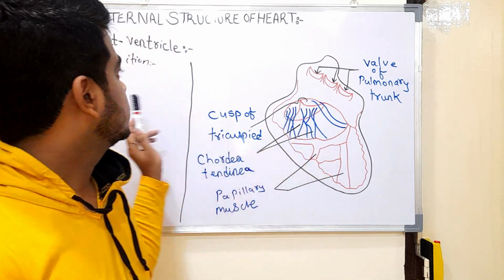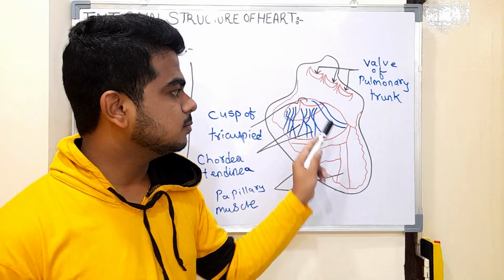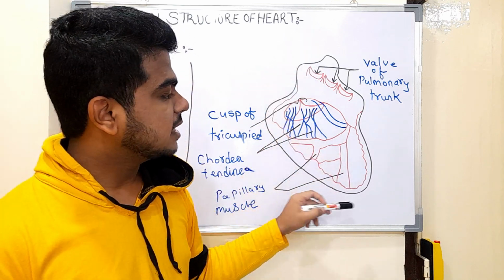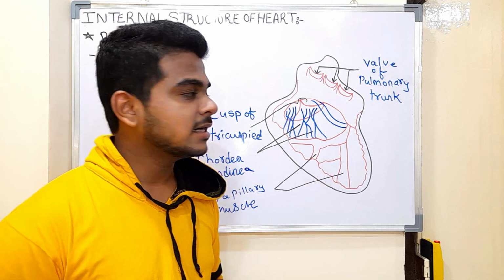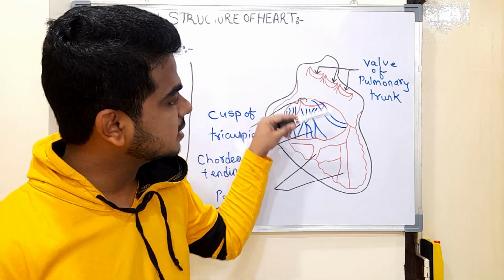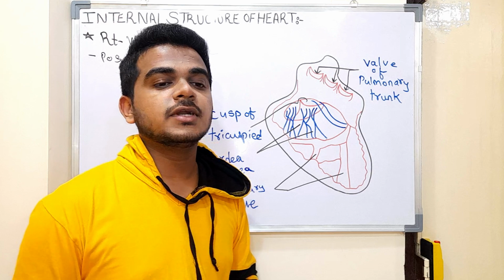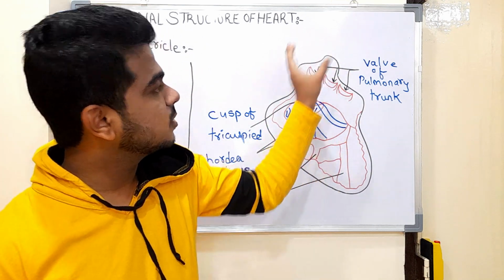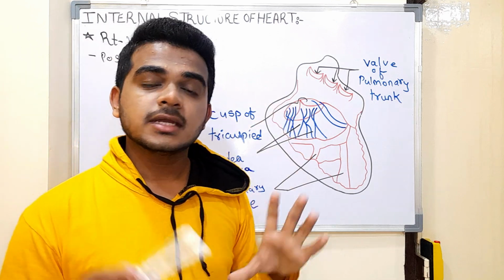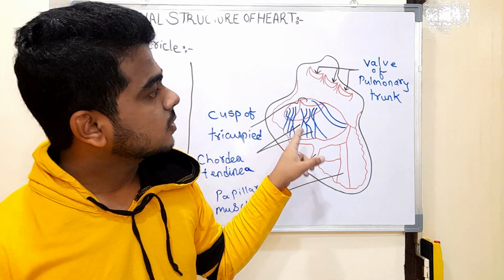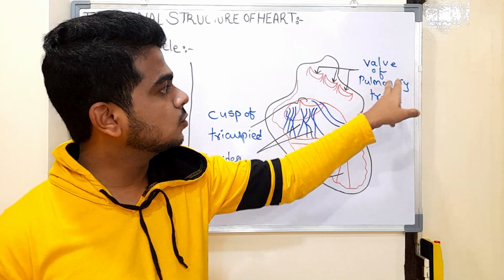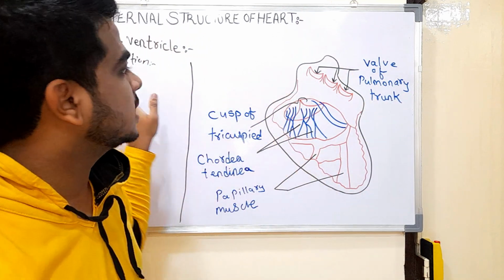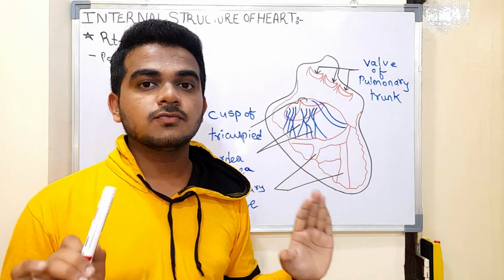So this point means where exactly it's present: below what structure? It's present below the right atrium, and it forms the inferior border of the heart, and the sternocostal surface or anterior surface is formed by the right ventricle. It is a triangular structure that receives deoxygenated blood from the right atrium. It pumps the deoxygenated blood to the lungs through the pulmonary trunk and pulmonary artery. So this is the position and description of the right ventricle.